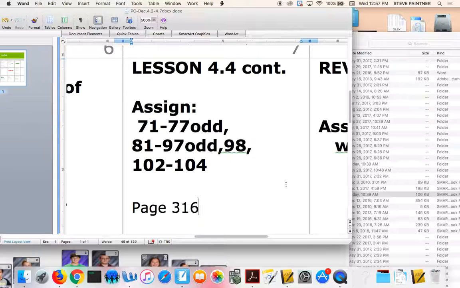Okay. Get going. Some of these problems take a while because you have to do all 6 trig functions.